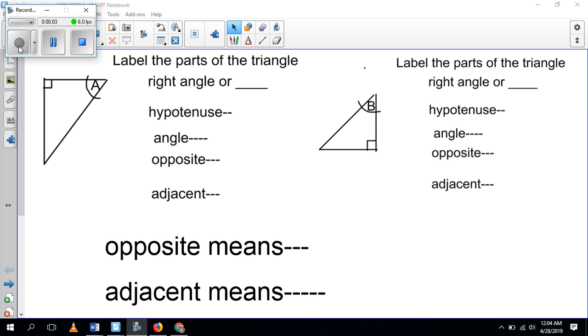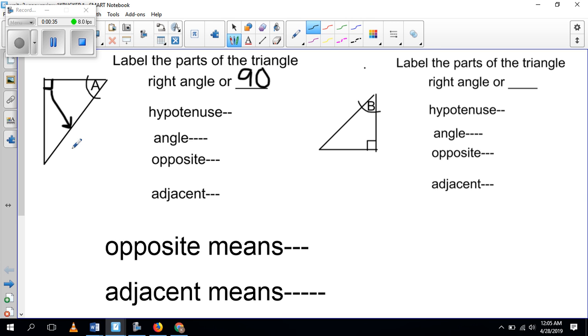Okay, so this is a Unit 2 right trig ELC review. We're going to start with triangles, so we're just going to label the parts of the triangle. First of all, we're going to identify the right angle, or what you would call the 90-degree angle. That's very important. Then always across from the 90-degree angle is your hypotenuse.